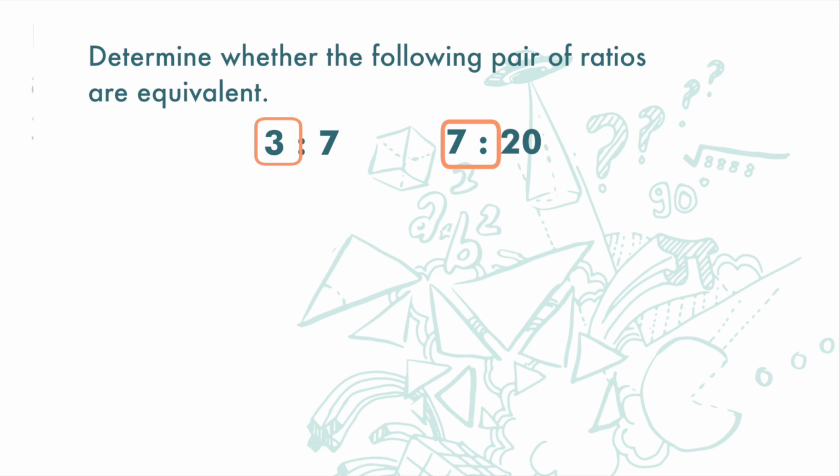In such a case, we need to get the common multiple of 3 and 7. And the common multiple is 21. 3 times 7 is 21. So for the ratio on the left-hand side, we are going to multiply it by 7.